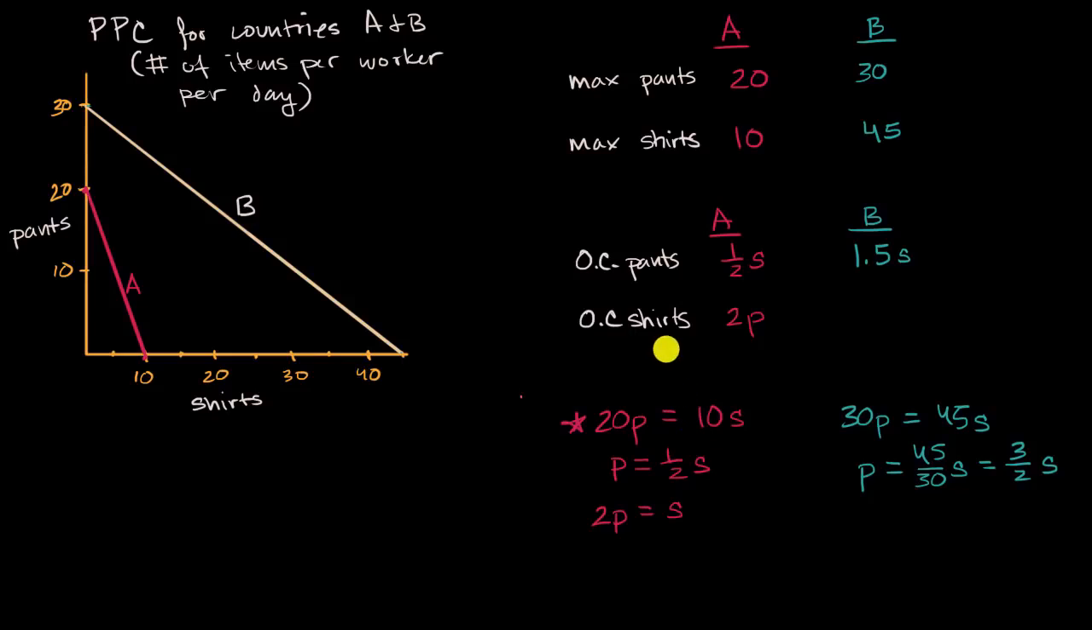And then in the opportunity cost for shirts, well, I could just solve for S here. If I divide both sides by 45, I get the same energy for one shirt would be 30/45 of a pair of pants, which is the same thing as 2/3 of a pair of pants. And so I could write that as 2/3 of a pair of pants.